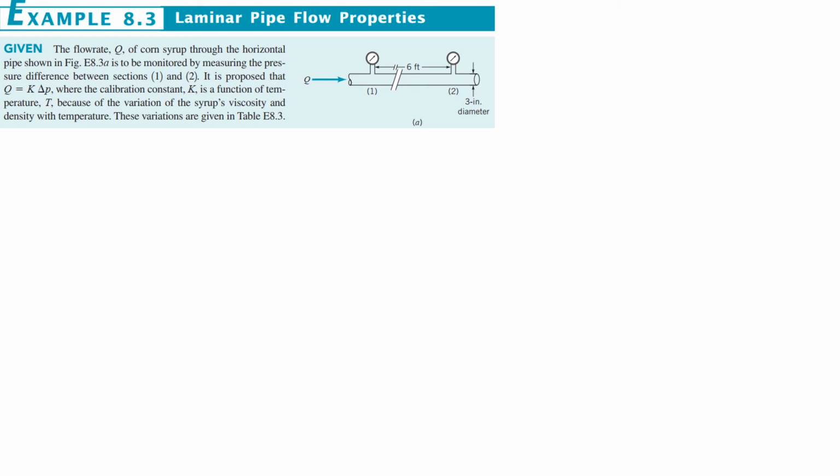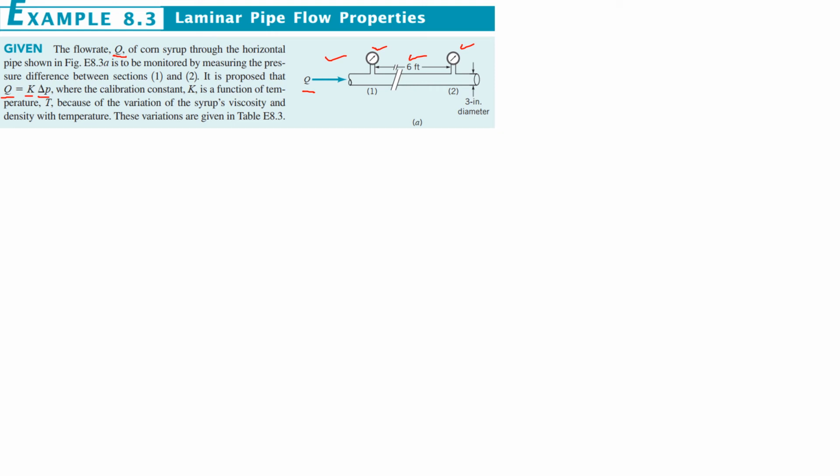So now let's have a look at this example in which we have to see the laminar pipe flow properties, and given is the flow rate of corn syrup through a horizontal pipe. As you can see in this figure, there is corn syrup flowing through this pipe with a certain flow rate, the length of the pipe is 6 feet, and there are pressure gauges at points 1 and 2. So there is a pressure difference between points 1 and 2. It is proposed that Q is equal to K delta P, that is, the flow rate is equal to the calibration constant, some constant, times the pressure drop.